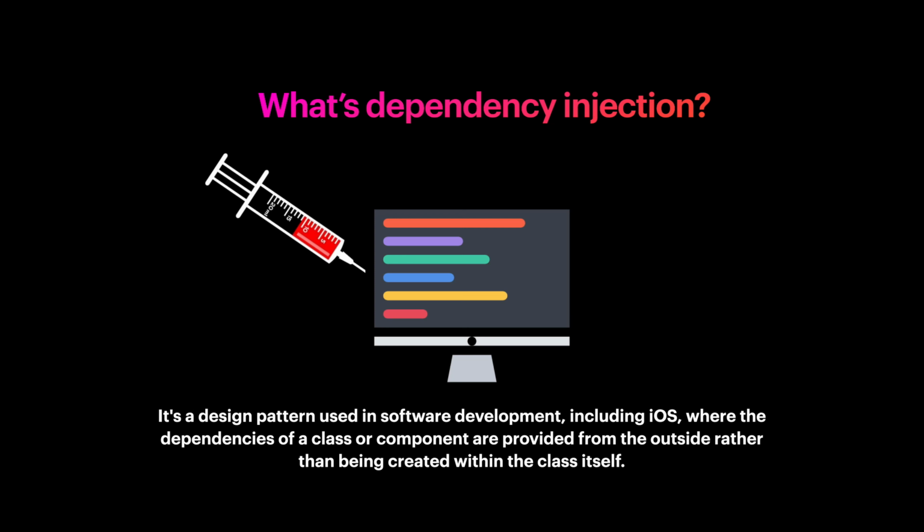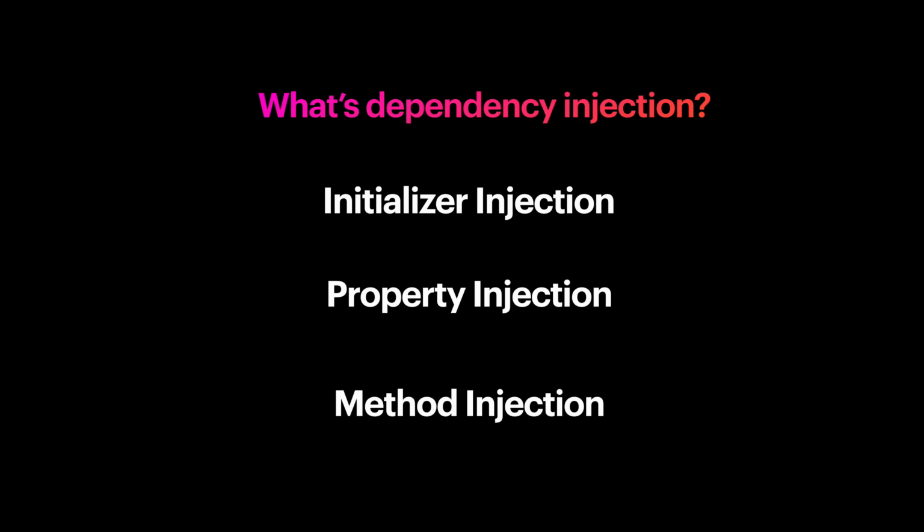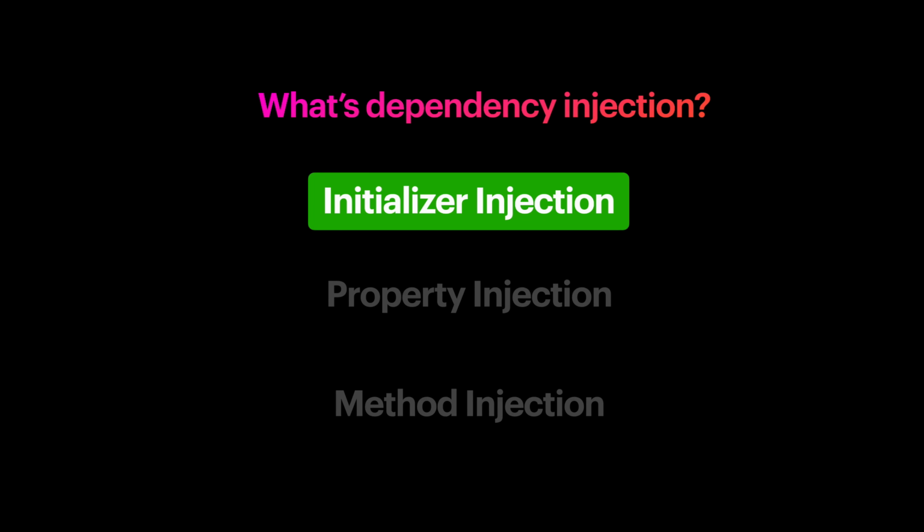In this video, we are going to break down the concept piece by piece, and hopefully by the end of this video, you can be confident to start using it yourself on your projects. There are many approaches to inject dependencies, such as initializer injection, property injection, method injection, among others. But here in this video, I want to focus on the most common one and, in my opinion, the most powerful approach, which is initializer injection. Let's break it down with an example.